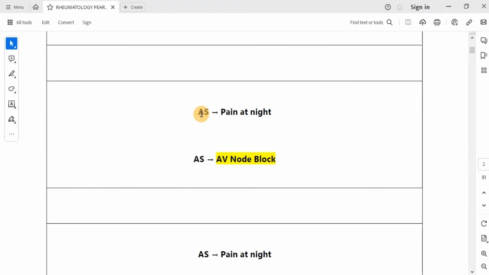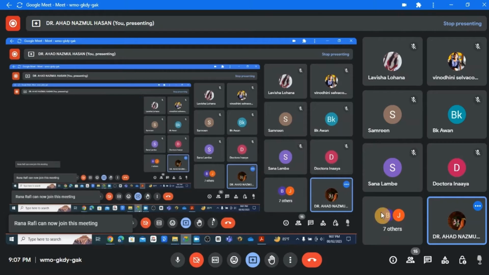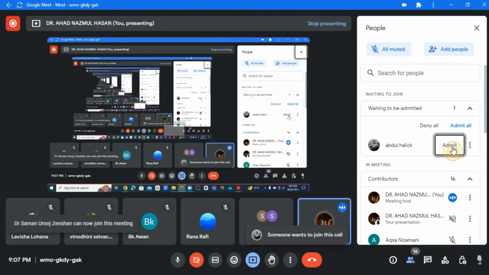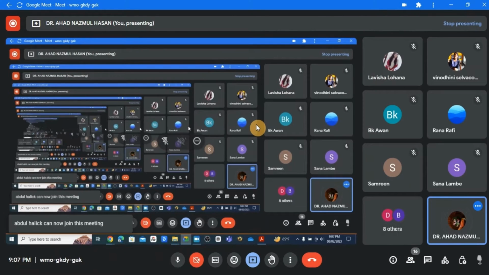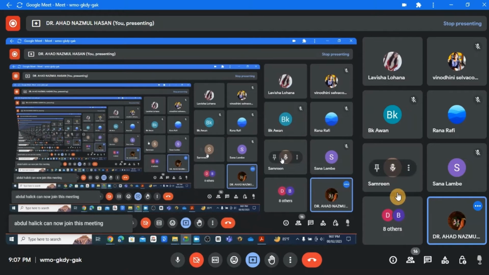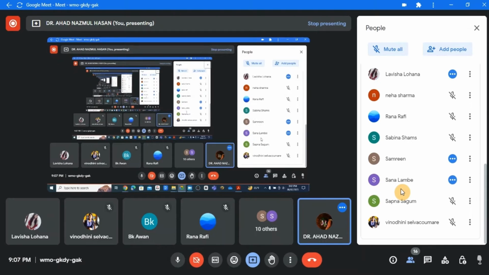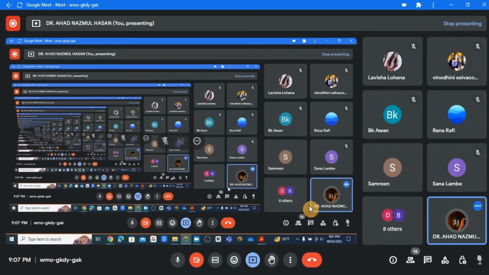In a patient with ankylosing spondylitis, the pain is most commonly experienced during the nighttime or bedtime, and AS is predominantly associated with AV nodal block. What are the other conditions that are associated with ankylosing spondylitis? Can anyone remember?